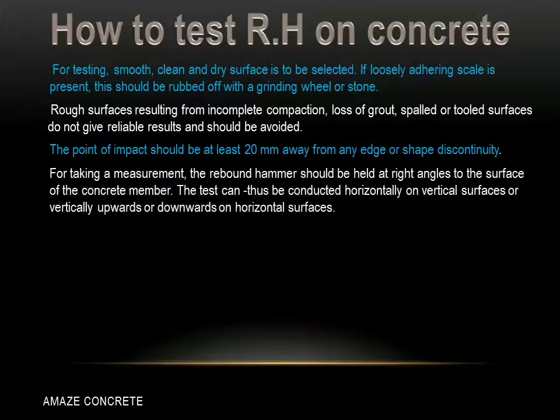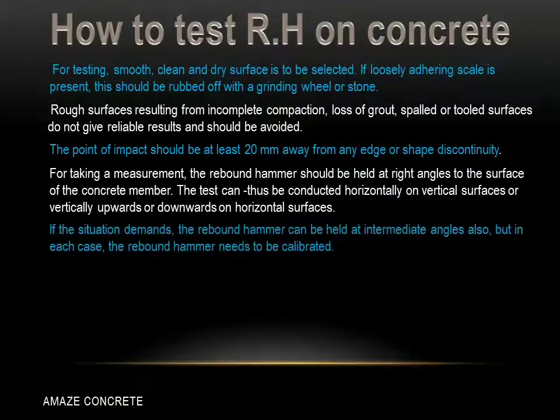For taking a measurement, the rebound hammer should be held at right angles to the surface of the concrete, mortar or member. The test can thus be conducted horizontally on vertical surfaces, or vertically upwards or downwards on horizontal surfaces. If the situation demands, the rebound hammer can be held at intermediate angles also, but in each case the rebound hammer needs to be calibrated.